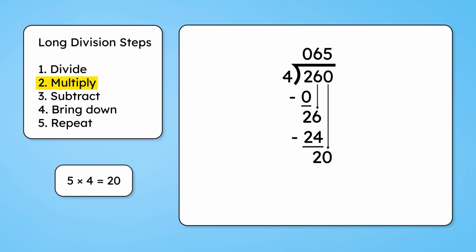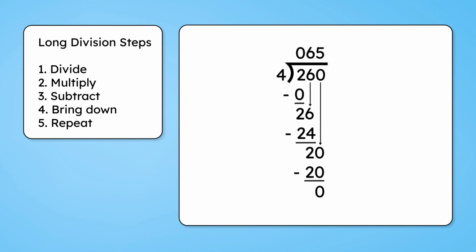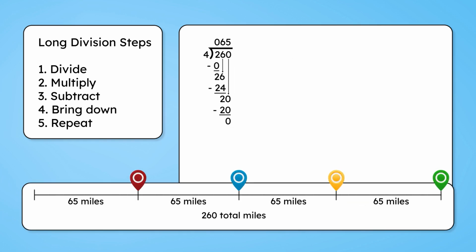Multiply 5 times 4, which equals 20, and then we subtract. 20 minus 20 equals 0. There are no more digits from the dividend to bring down, and we can't subtract any more groups of 4 from 0. So 260 divided by 4 equals 65. This means that there are 65 equal groups of 4 in 260. And each of our stops are 65 miles apart.